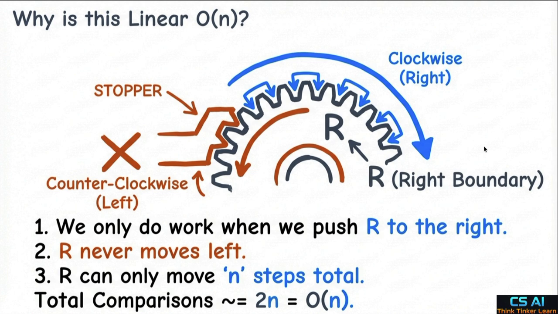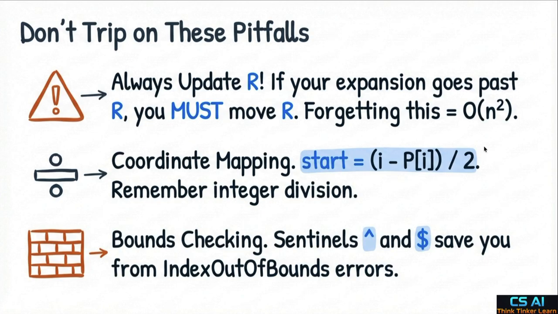As you implement this, don't trip on these common pitfalls. First, always update R. If your expansion loop discovers a palindrome at the end at R and past it, you must keep moving C and R. If you forget this, the algorithm loses its memory and reverts to O(n²).